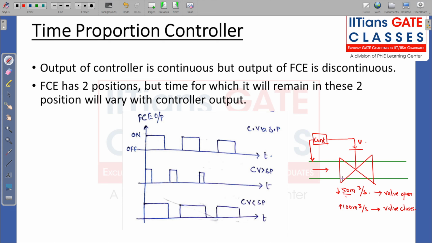It is an extension of your on-off controller. The final control element has only two positions, but the time for which it will remain in these two positions will vary with controller output. So there are set points beyond which the final control element's output is going to change. The controller will generate continuous output, or continuous input for the final control element, but the final control element is going to react only at the two set points. Okay, so that is the case.